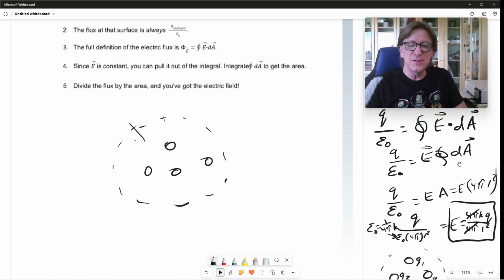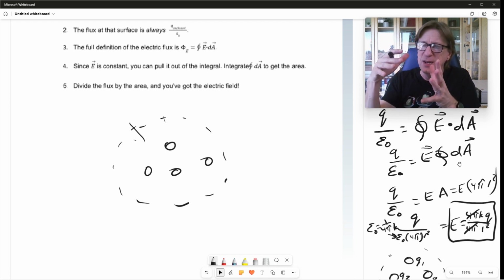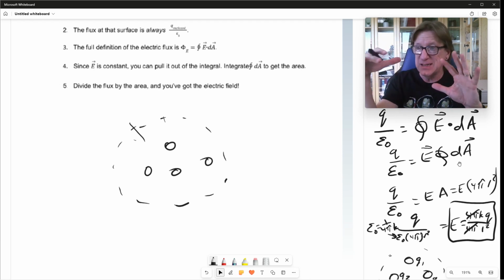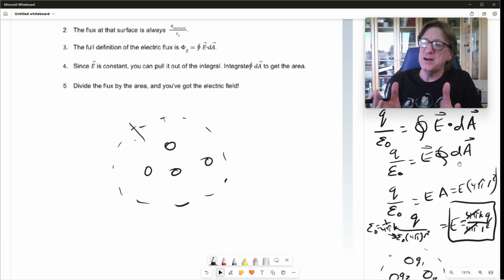Because it's not constant. So I would have to figure out, okay, how can I integrate what E is around that little surface? It might be better if I could find some surface that fits it, that I can still find the area of, but now it's all constant, that it's always, say, perpendicular or always at a fixed angle, something like that. Then I could go with it.